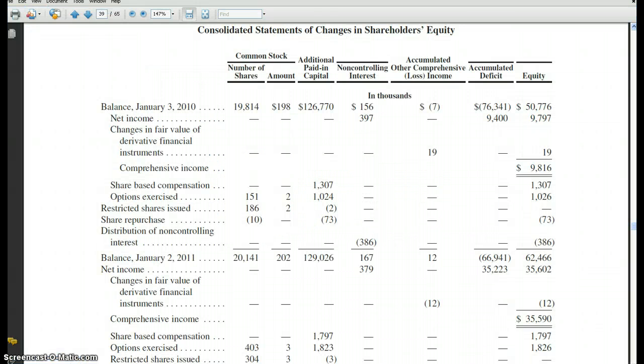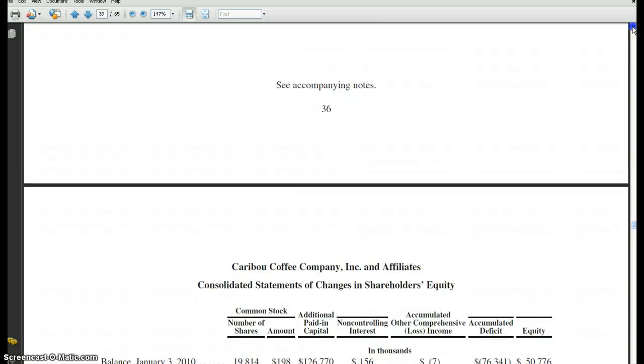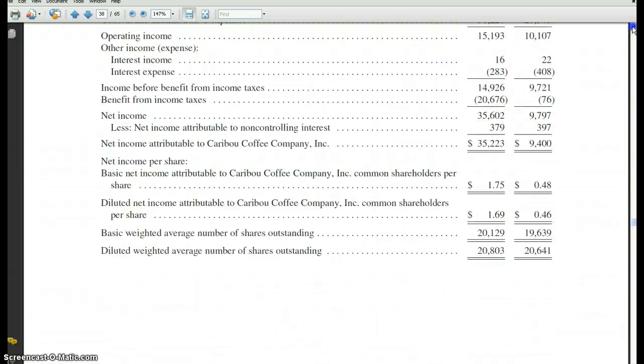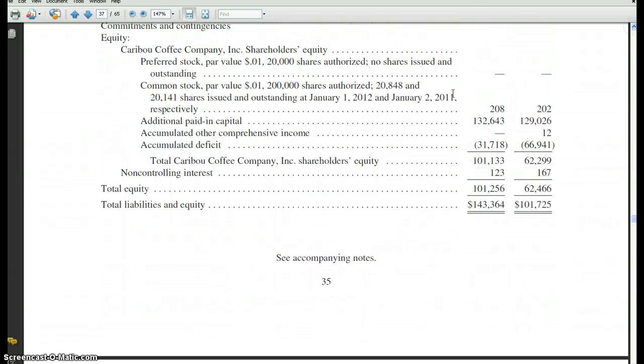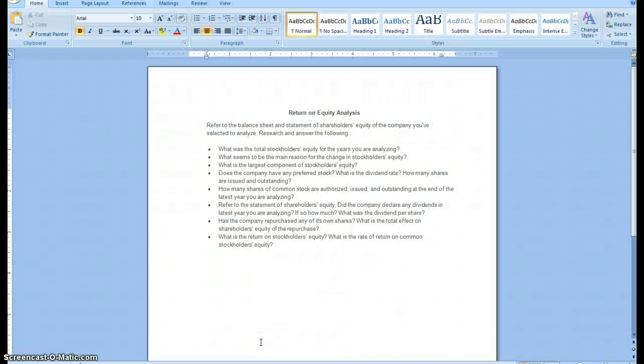Okay, so when you're looking at total shareholders' equity, you can look down here, 62,466, or you can go up here to the balance sheet, and it will show right here, total equity, right there. Okay, so that's what that's asking for.